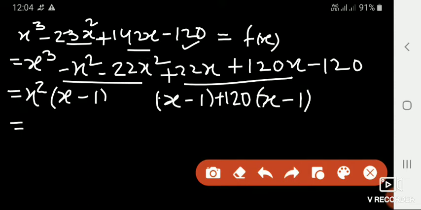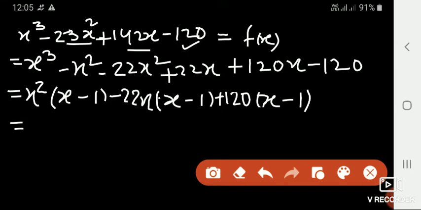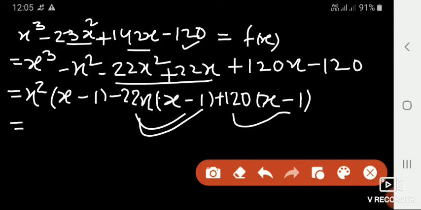Now from these two terms we will take minus 22x common. See what will remain here, minus 22 and 1x also. Now after multiplying these two, you will find these two terms. Multiplying these two, you will get these two terms, and multiplying these two, you will get this term. Means we are all correct.